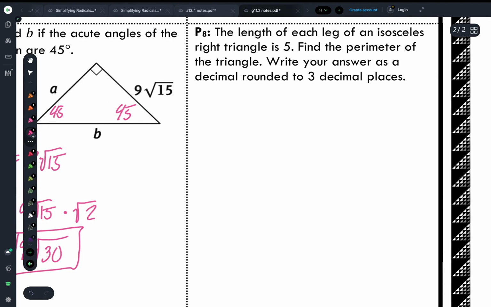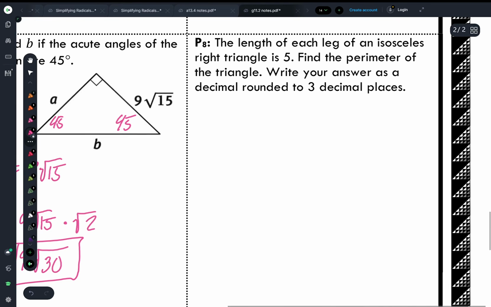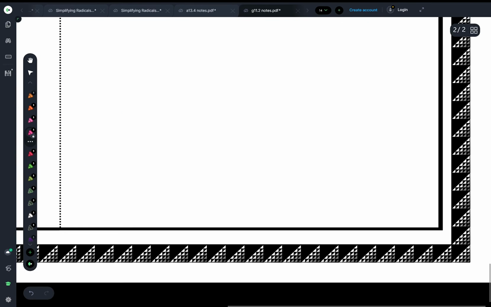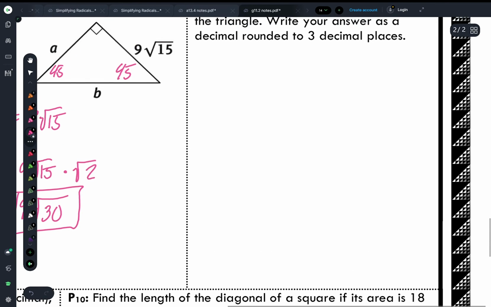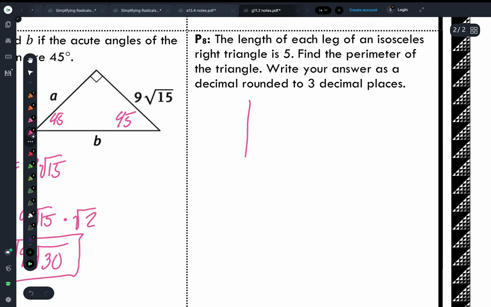8. The length of each leg of an isosceles right triangle is 5. Okay, cool. I have a 45, 45, 90 triangle with leg length 5. So write it out. I got 5 and 5. To get our hypotenuse, remember we just take the leg and multiply by the square root of 2. So this will be 5 square root of 2.